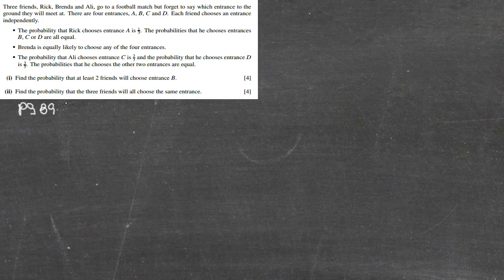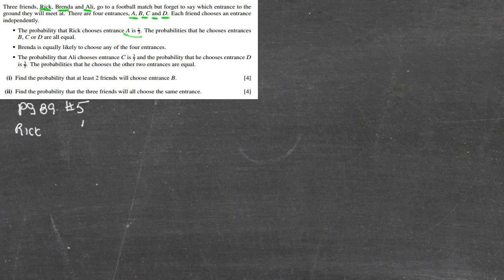We're on page 89, looking at number 5. We got 3 friends going to a football game. We got Rick, Brenda, and Ali. And there's 4 gates, and they didn't make a plan, so we don't know which one they're going to go. But we have probabilities for each one. So let's see if we can take this information and organize it a little bit so we can tell what's going on.